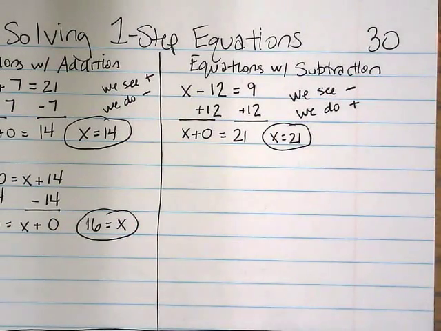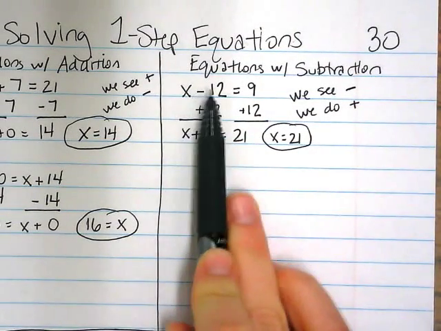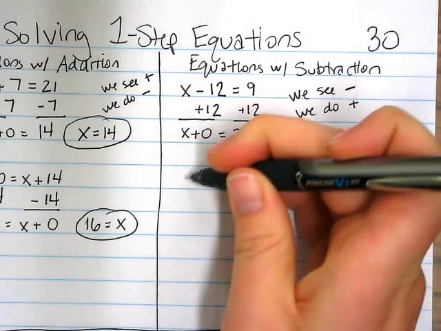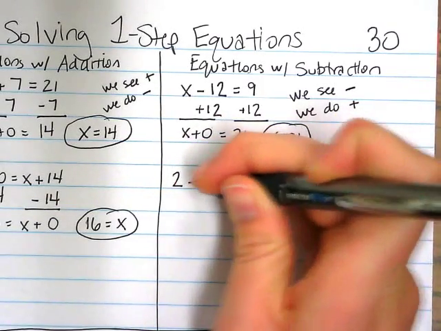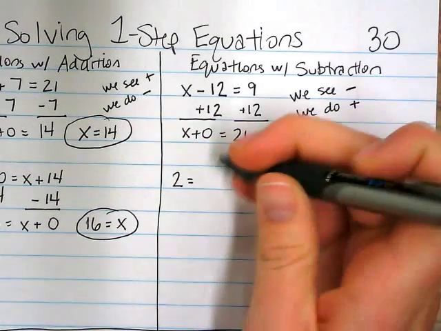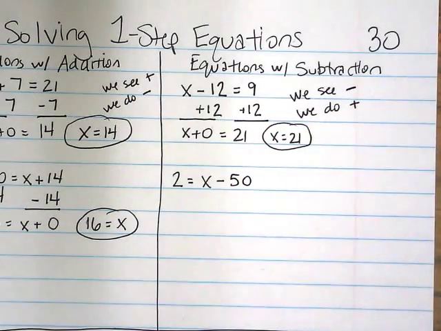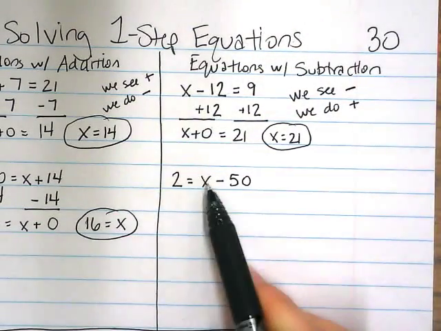We can plug that back in to check. 21 minus 12 does equal 9. So we're good there. Now let's do our last example problem. 2 equals x minus 50. Again, I know this is a subtraction problem because we've got an x minus something.